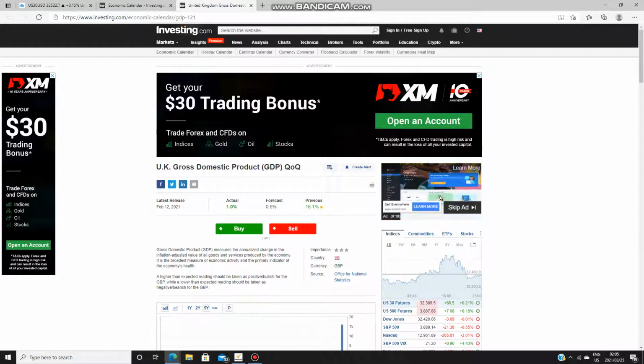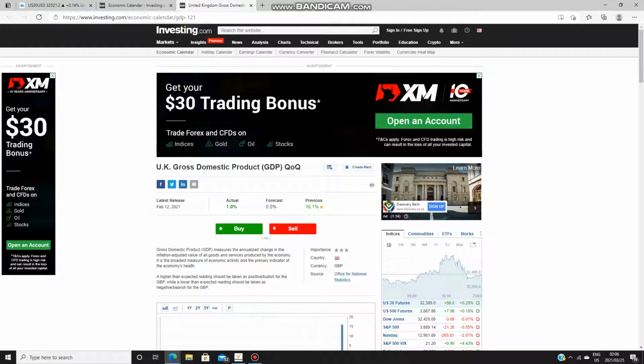So a minute before the event starts, you'll go to your GBP pairs. GBP being the base currency, you will sell, and GBP not being the base currency, meaning it's on the other end of the quote, you'll buy. Meaning EUR/GBP you'll buy, or NZD/GBP you will buy, right? So that's how we trade fundamentals.